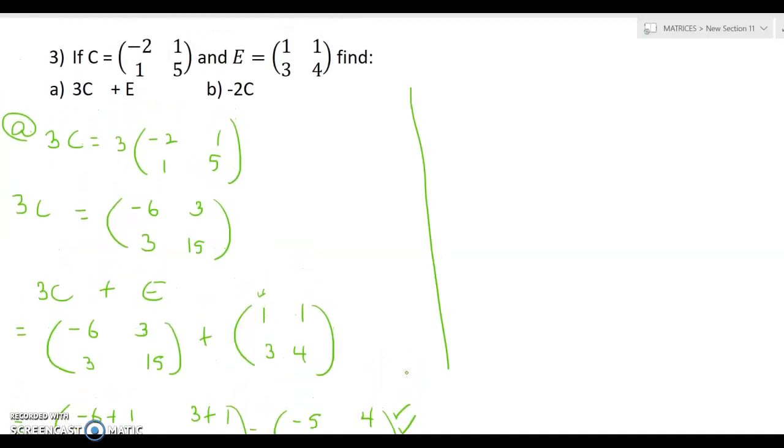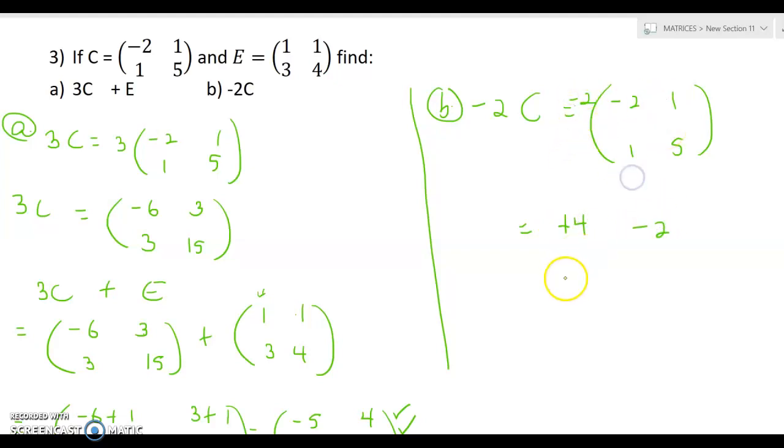And now we want to work out what minus 2C is for part B. Minus 2C. So that's minus 2 by minus 2, 1, 1, 5. So minus 2 by minus 2 is positive 4. Minus 2 by 1 is minus 2. Minus 2 by 1 again, minus 2, and minus 2 by 5 is minus 10. And that is our final answer there. So this is actually pretty straightforward. Again, review the video if you need to, and pause when we start doing the questions, and you can try them and then play for the answers.